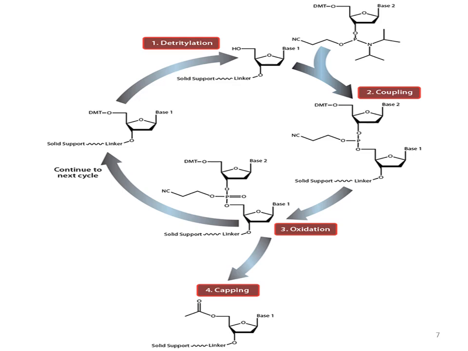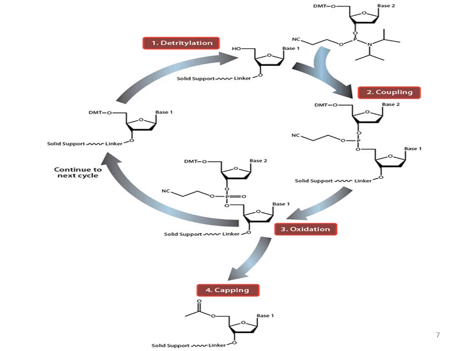Next is coupling. The free 5' OH of the first solid support linked nucleoside attacks the phosphorus of the incoming second nucleoside, displacing its diisopropylamino group. So it contains a diisopropylamino group and it is replaced by the nucleotide. This step is basically called coupling. We can see that in the second step two nucleotides are attached with diester bonds between the phosphorus and oxygen.